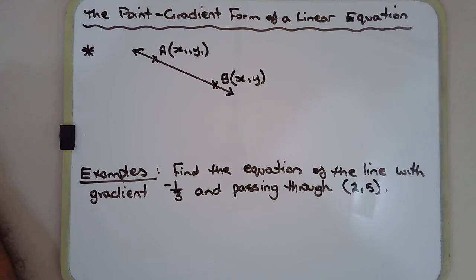But let's say, for example, you had a line where the gradient was known and it passed through a point other than the y-intercept. Then there's another form that does make that process of finding the equation of the line a lot easier.